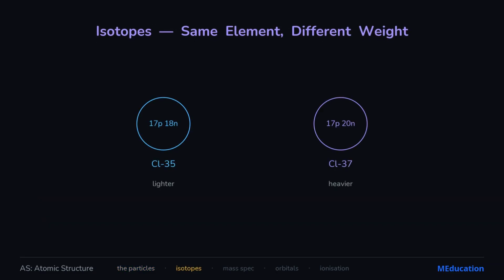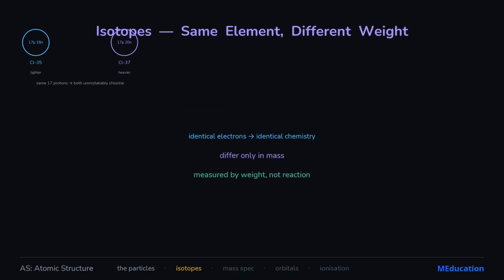Next stop, isotopes. Keep the proton number fixed but change the neutrons, and you get isotopes, same element, different mass. Chlorine-35 and chlorine-37 both have 17 protons, so both are unmistakably chlorine. One simply carries 2 extra neutrons. Same identity, different weight.